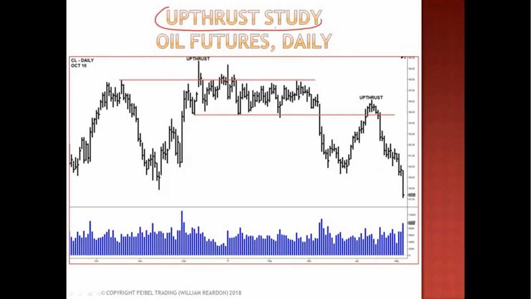Up thrusts on oil futures using a daily time frame. Here we have up thrust 1 and here we have up thrust 2. Now, just because they are up thrusts, we don't blindly trade them.